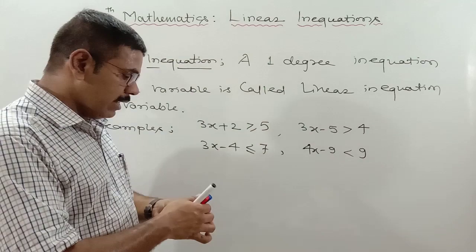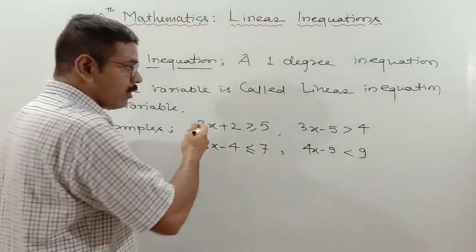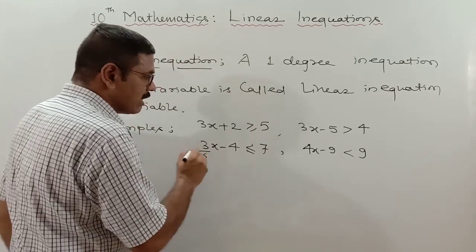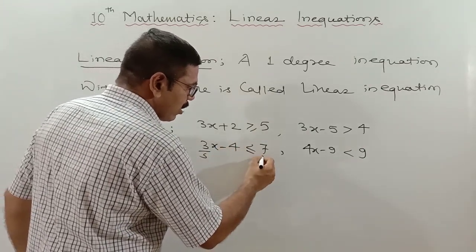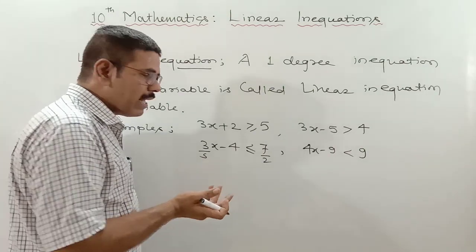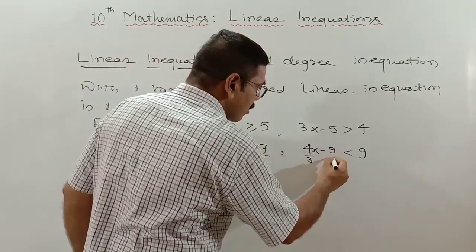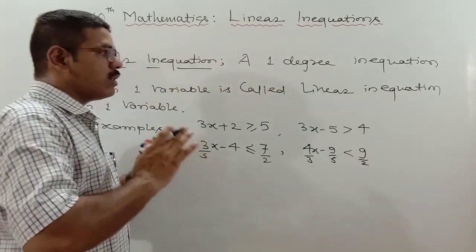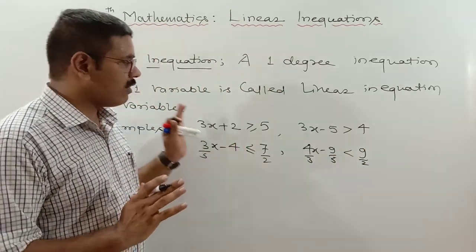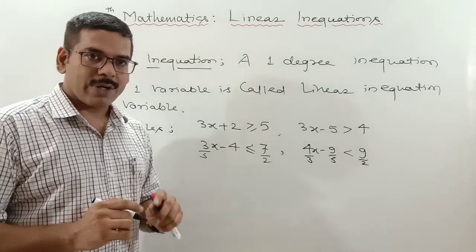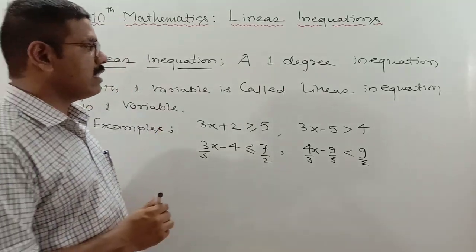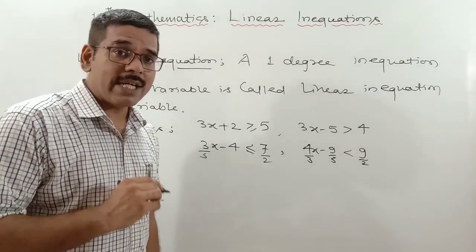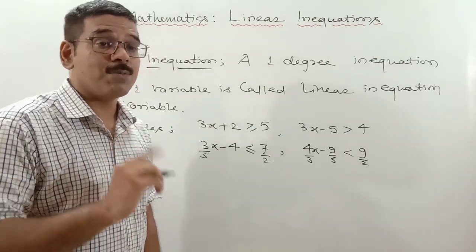Okay, the numbers will not always be integers. It may be like 3 upon 5x minus 4 is less than or equal to 7 upon 2. This may be like this: 4 upon 3x minus 9 by 5 is less than or equal to 9 by 2. So there may be these kinds of inequations. Okay, so these are called the linear inequations. Now, how to solve these inequations? So there is a method of transposition.